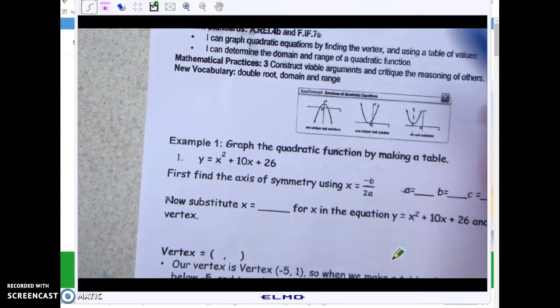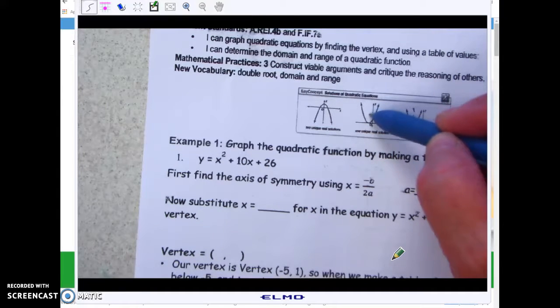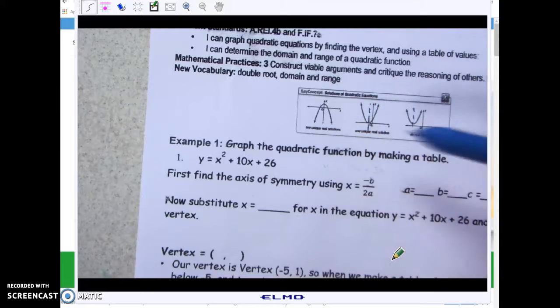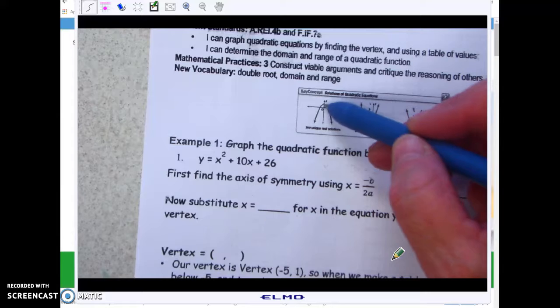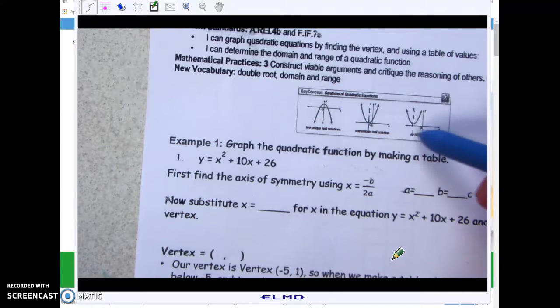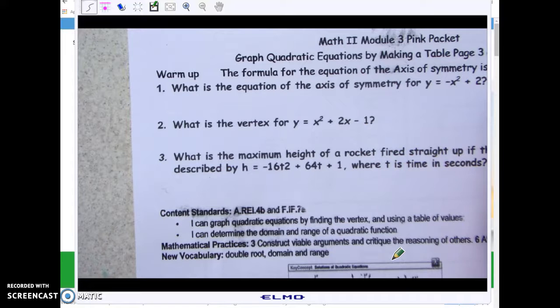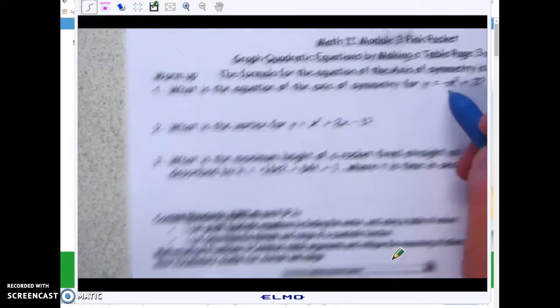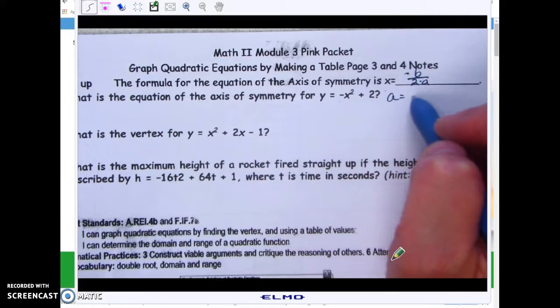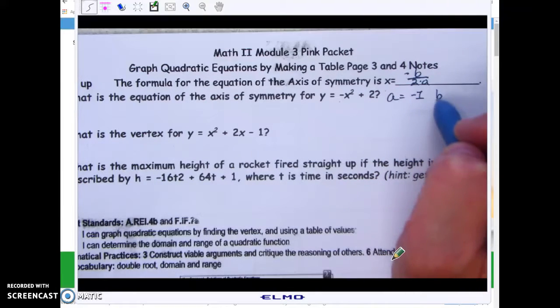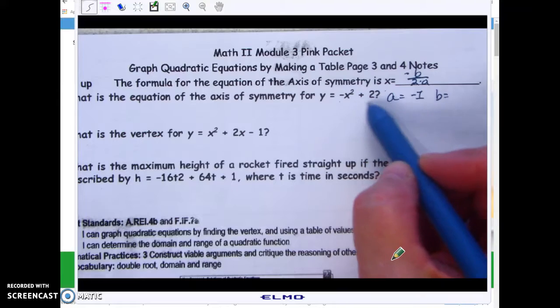Where is the exact middle, and every parabola has that spot that is exactly in the middle. That is the axis of symmetry. So that is on an x value. It would be, what is the x value for that? Okay, so here we say a equals the coefficient in front of x squared on this one, which is -1, and b equals, there's no b value there.